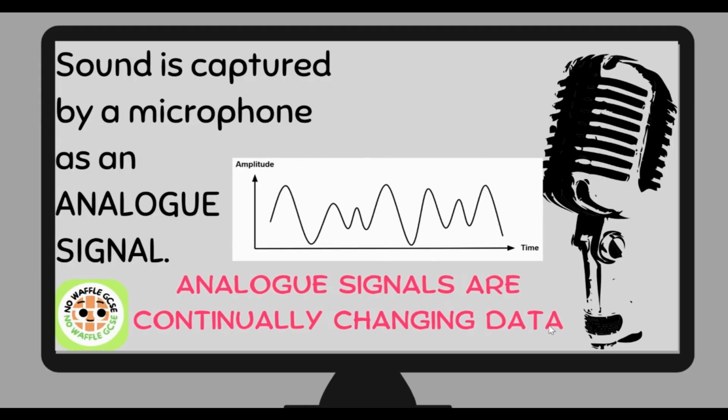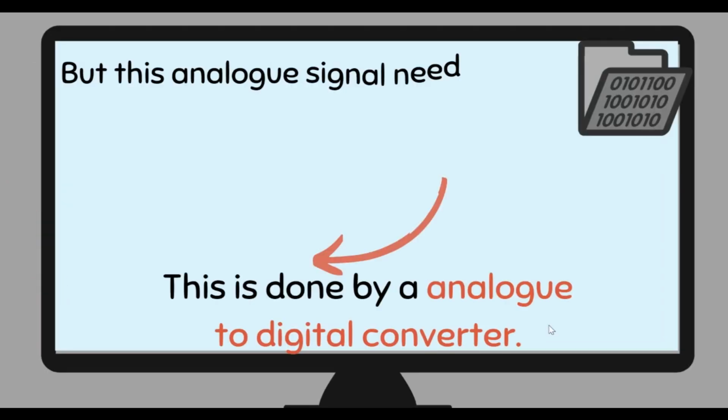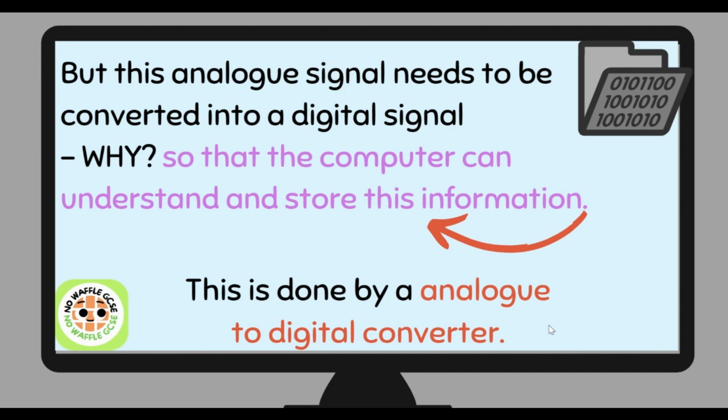Sound is captured by a microphone as an analog signal. Now, analog signals are just continually changing data. This analog signal needs to be converted into a digital signal. Now, you may ask why, and this is because the computer can only understand and store a digital signal.